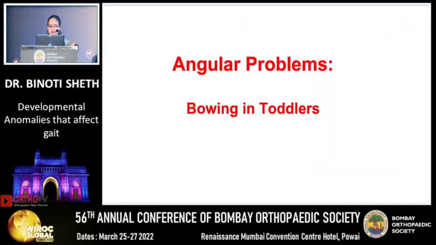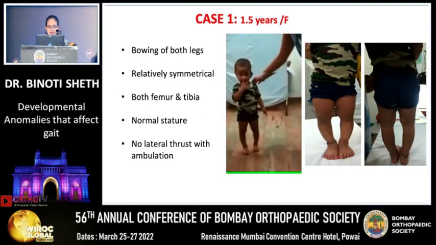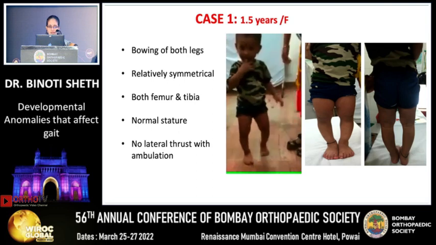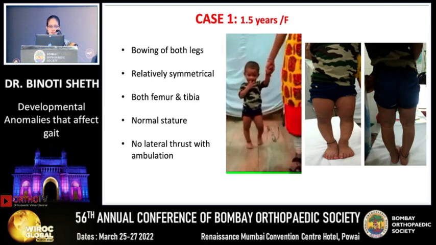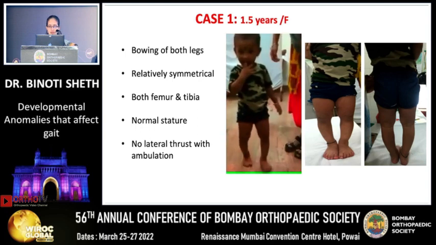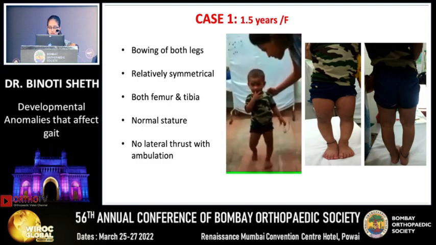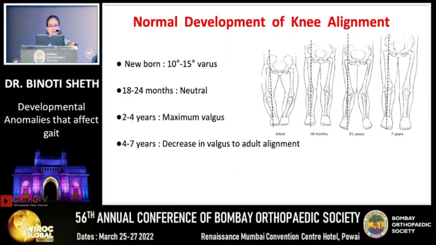The common gait deviation children who present to your OPD are the ones with angular problems, and especially bowing in toddlers. So this is a 1.5-year-old female child who walks with bowing of both legs. Bowing appears to be relatively symmetrical, involving both femur and tibia. The child has normal stature and there is no lateral thrust with ambulation. So whether this is normal or not, to know that you must know the normal development of knee alignment.